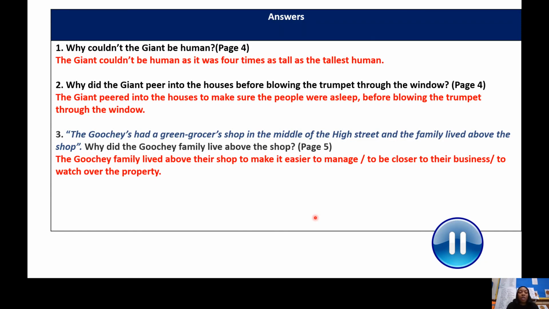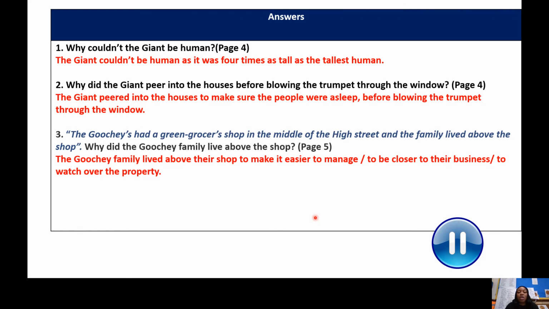Why couldn't the giant be human? The giant couldn't be human as it was 4 times as tall as the tallest human. Why did the giant peer into the houses before blowing the trumpet through the window? The giant peered into the houses to make sure the people were asleep before blowing the trumpet through the window.